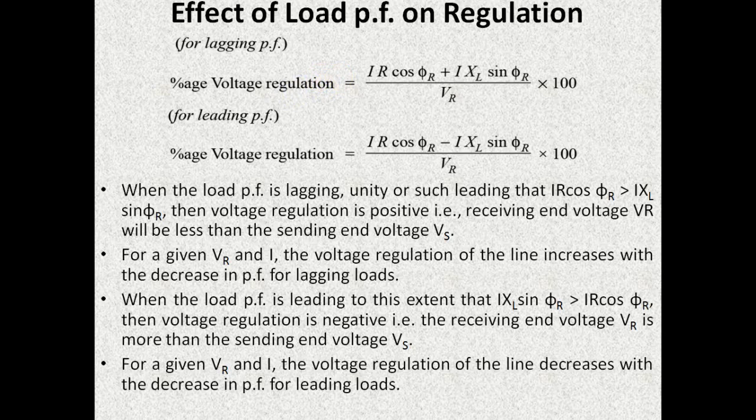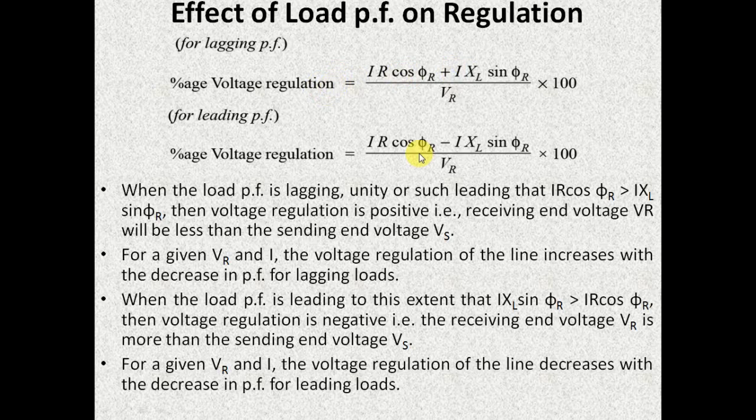This is because when we attempt to reduce the value of this cos phi r, even though this whole term is getting reduced, this whole term goes on increasing, and the effect of this term is more dominating compared with this term. So in overall effect, we can say that the value of percentage voltage regulation goes on increasing.